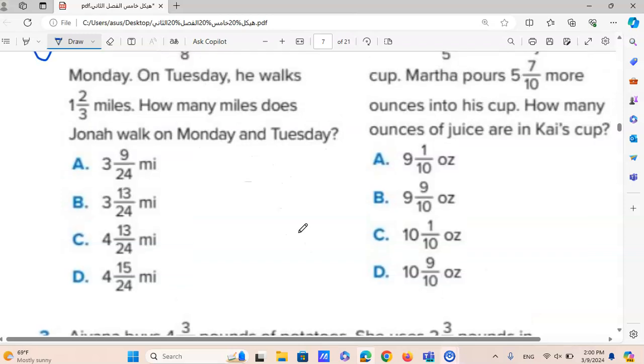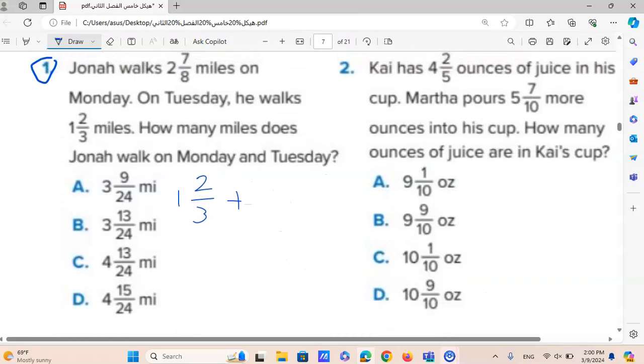Now we write 1 and 2/3 plus 2 and 7/8. Here the denominators are not the same. We need to find a common multiple. It's 24. You can use multiples of 3 and multiples of 8 to find the common multiple.